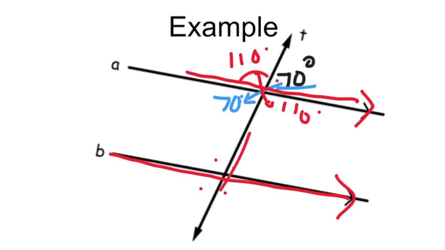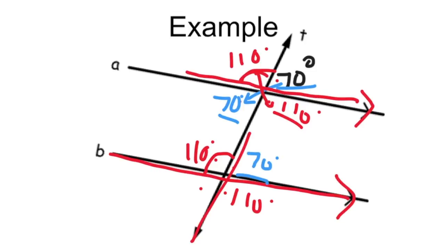Now, because these are parallel lines, the pattern of the angles from the first 4 will be identical to the 4 angles on the bottom. 110 degrees has a corresponding angle down below. I can find the other interior angle. It's an alternate interior angle to 70 degrees. And then the final angle is an alternate exterior angle to this 70 degrees.